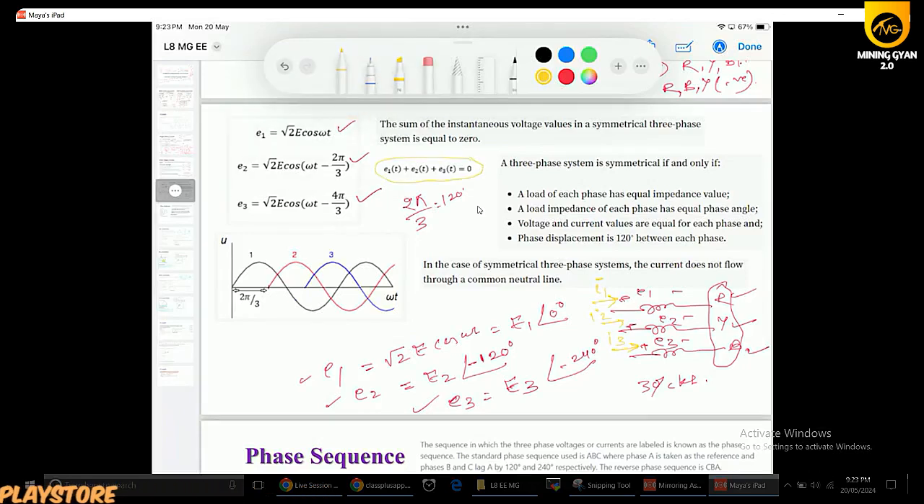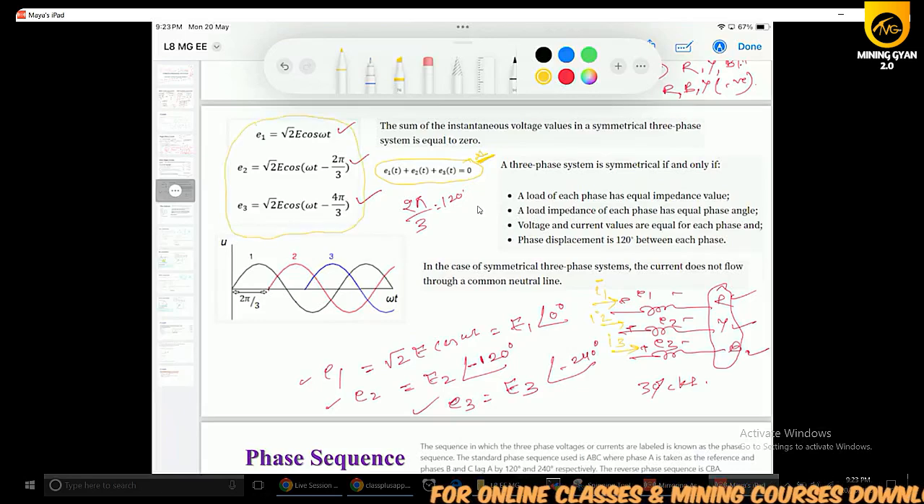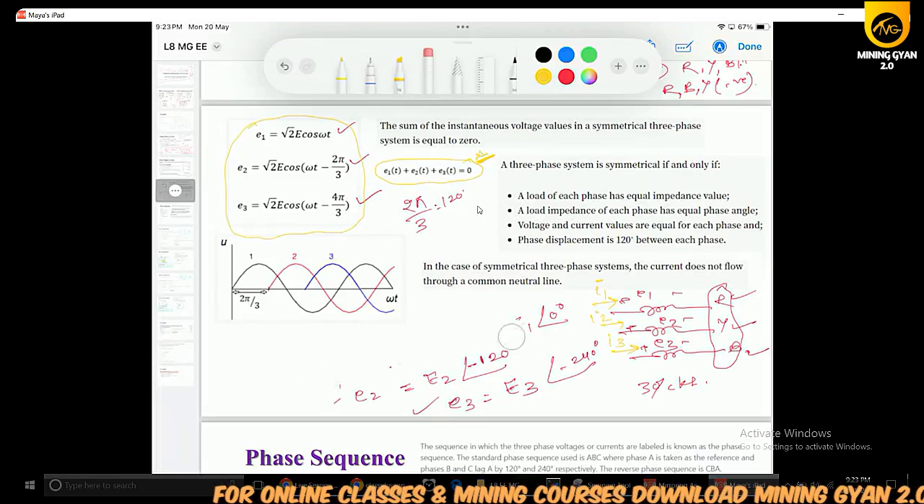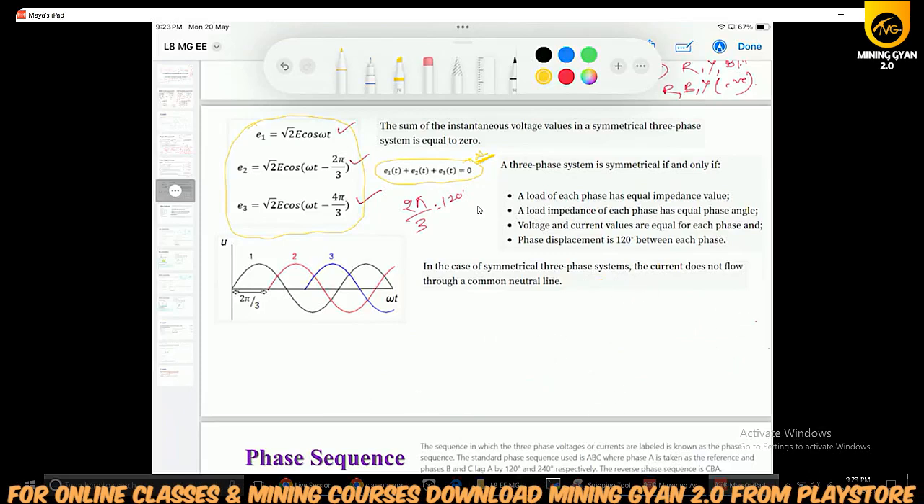One more thing: the summation of E1, E2 and E3, meaning their instantaneous values, will be 0. Please remember this. Always this will happen in the case of a balanced system, meaning a balanced or symmetrical system. What is a balanced system? The phase displacement will be 120 degrees only, and the phase sequence will be R, Y and B only. A three-phase system is symmetrical if and only if these conditions hold.